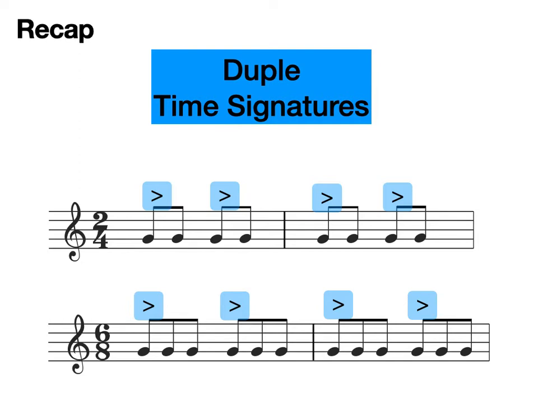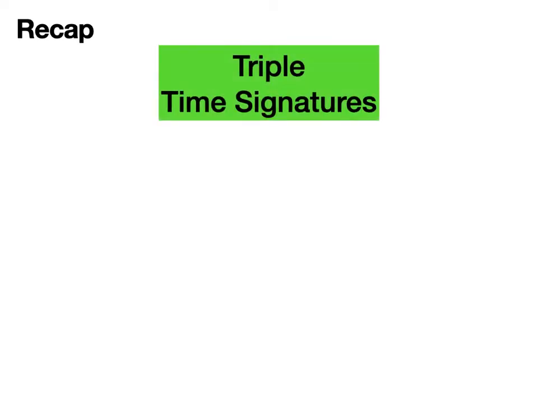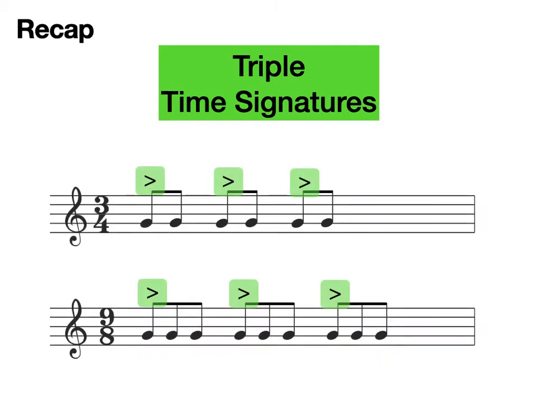Remember, a duple time signature is where we have two strong beats in a bar and both of these beats are equal. We also learnt about triple time signatures. Remember, a triple time signature is where we have three strong beats in a bar and all three beats are equal.